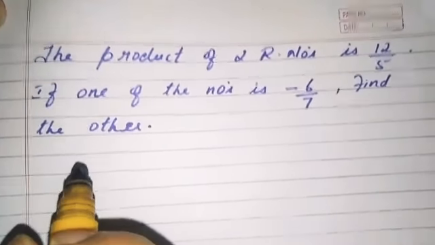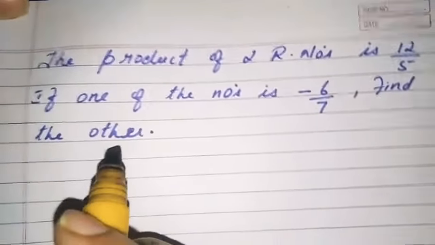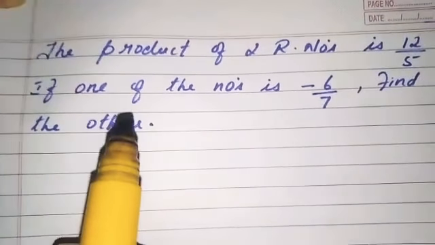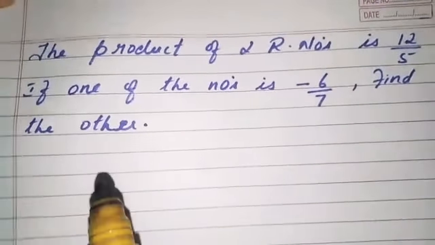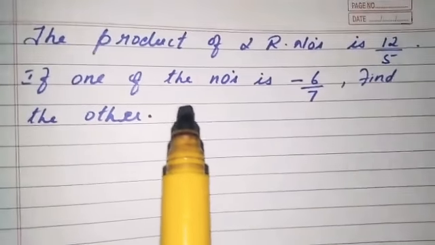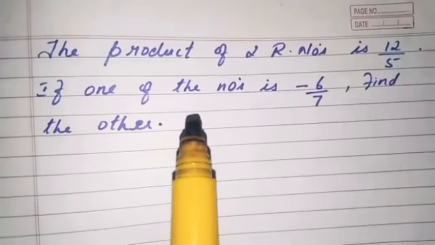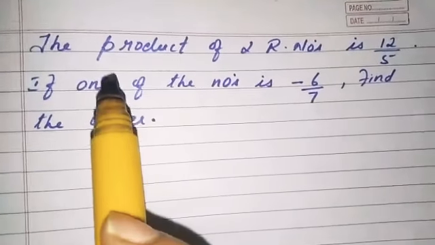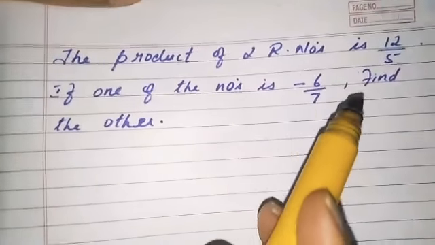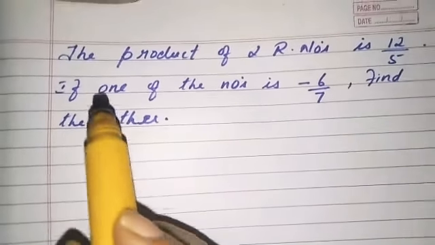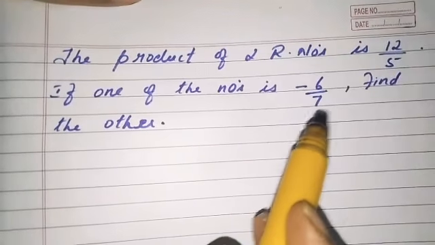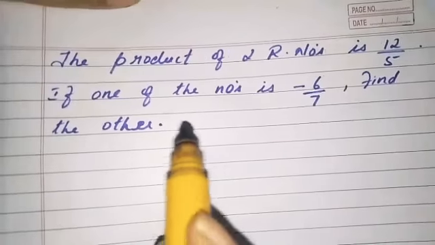Okay, let us now try and solve one more last sum. This is a little puzzling kind of a sum, I mean a problem, and I just wanted you to learn this. So here the question is: the product of two rational numbers is 12 by 5. If one of the numbers is minus 6 by 7, find the other. Hope you understood that question.